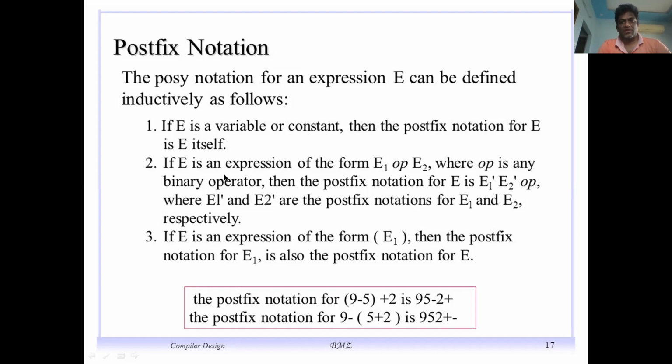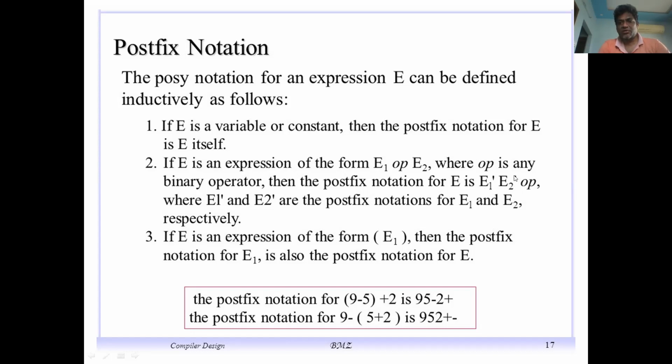Or if this is an expression of the form E1 operator E2, then the postfix notation will be E1 E2 followed by OP. So what is the change here? The operator moves to the end of the expression. So whenever you have, let us say, A plus B, then its corresponding postfix notation will be AB plus, like that.